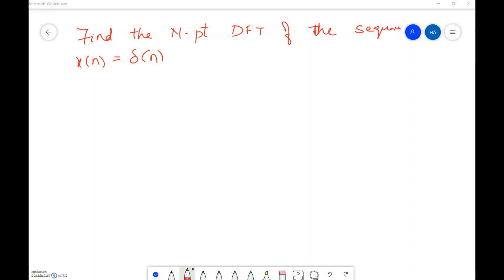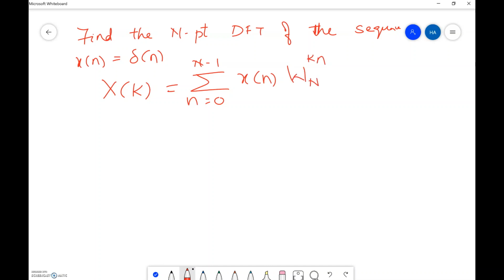So now let's find the DFT of the sequence. X of k equals summation n from 0 to N minus 1 of x of n W_N to the power kn. An impulse function is a signal which is defined at the origin, n is equal to 0, and has an amplitude of 1. So this is the impulse function which we have already learnt.